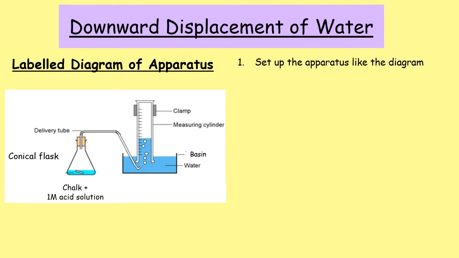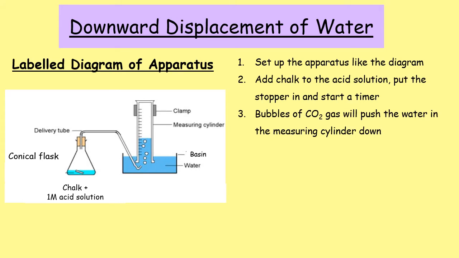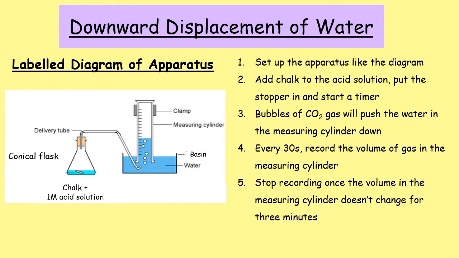So you set up the apparatus like this diagram. You add the chalk to the acid, put the stopper and delivery tube in, and start a timer. Bubbles of CO2 gas will push the water in the measuring cylinder down and start filling the measuring cylinder with gas. Every 30 seconds, you record the volume of gas in the measuring cylinder, and you put that in a table. You stop your experiment once for 3 measurements or 3 minutes, the volume in the measuring cylinder is no longer changing. That's when you know your reaction has stopped. So that means there's no more bubbles.